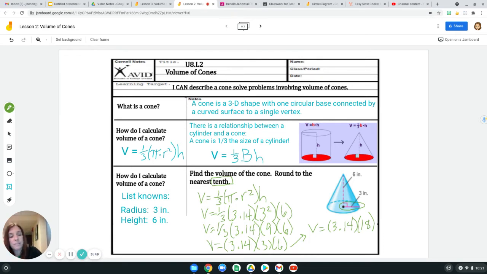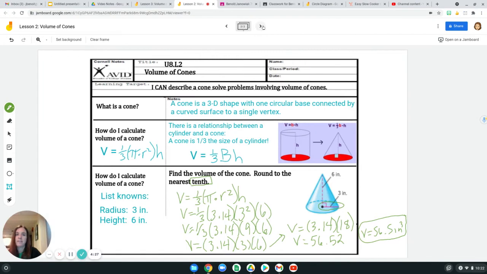Now in your calculator, type 3.14 times 18. And I have that as 56 and 52 hundredths. We're asked to round to the nearest tenth. So the 5 is in the tenths place. Look at the 2. That's less than 5. So our final answer is 56 and 5/10 inches cubed. Remember, with volume, it's a 3D shape, so we have the 3 dimensions on our units as well.